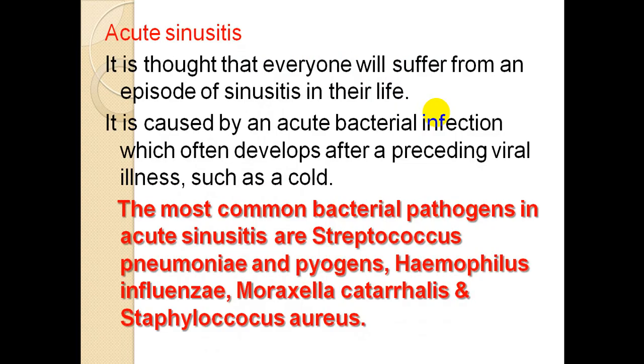Acute sinusitis: it is thought that everyone will suffer from an episode of sinusitis in their life. It is caused by an acute bacterial infection, which often develops after a preceding viral illness such as a cold. The most common bacterial pathogens in acute sinusitis are Streptococcus pneumoniae and Streptococcus pyogenes, Haemophilus influenzae, Moraxella catarrhalis, and Staphylococcus aureus.